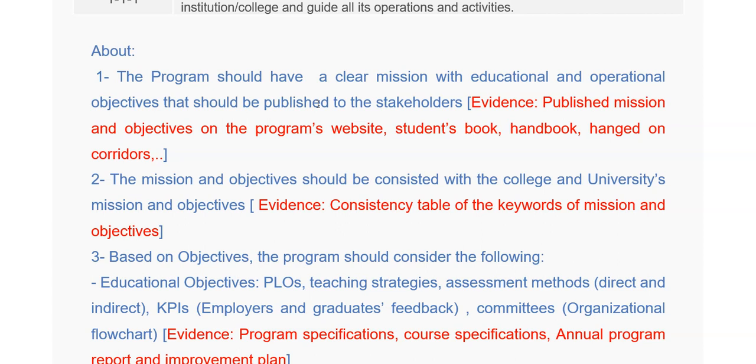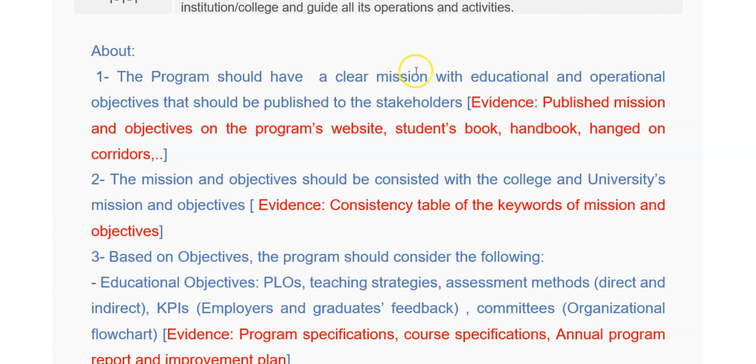Some universities are research universities, and some of them are new and concentrate on education. So you cannot write a mission that shows research as a priority, because this priority doesn't be consistent with the priority of your university or your college.